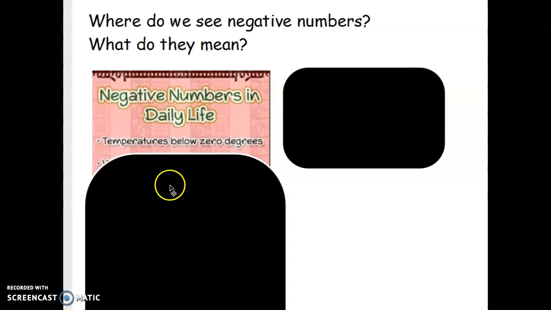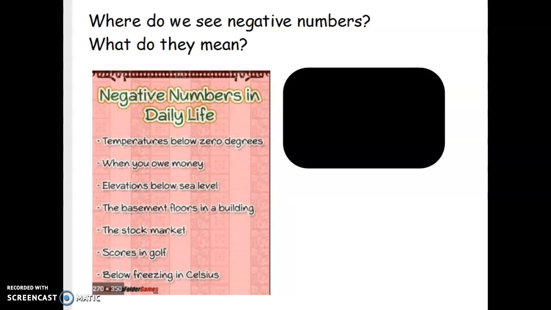Some other examples that you might have come up with are when you owe someone money, elevations below sea level, the basement floors in a building, the stock market, scores in golf, and below freezing in Celsius. All of those are daily ways that negative numbers are used in everyday life.